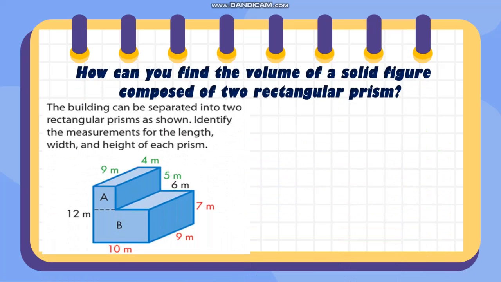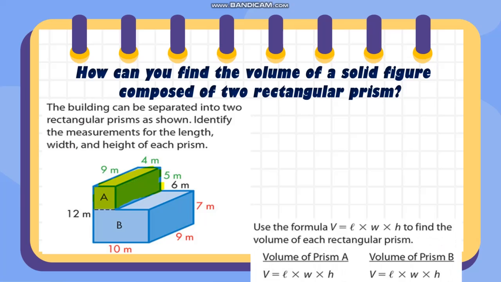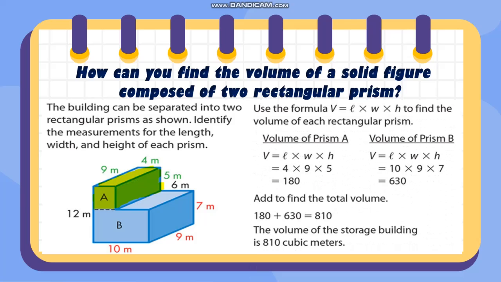So the building can be separated into two rectangular prisms. I'm going to separate it horizontally. So I have now the first prism, which is our prism A above, and I have prism B below. To find the volume of each prism, like for example, the volume of prism A, we always use the formula length multiplied by width multiplied by height.